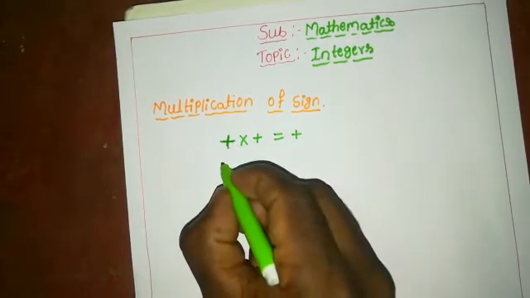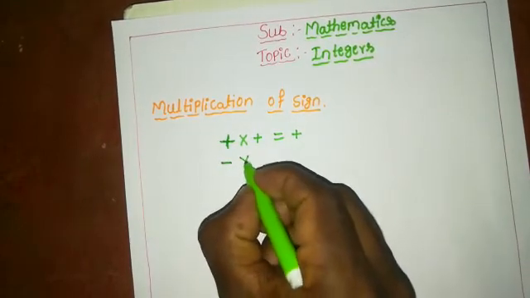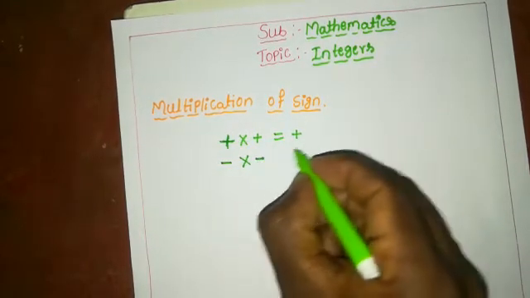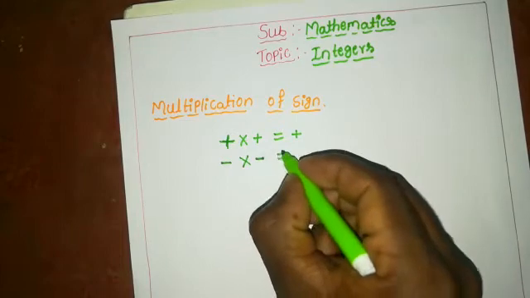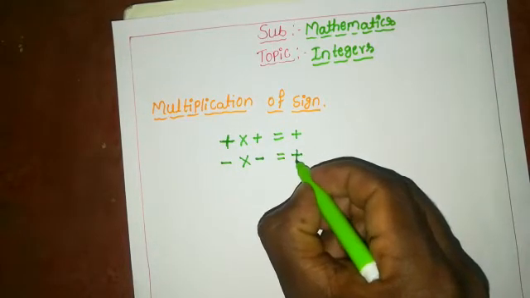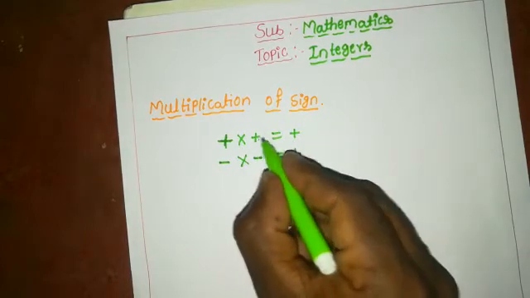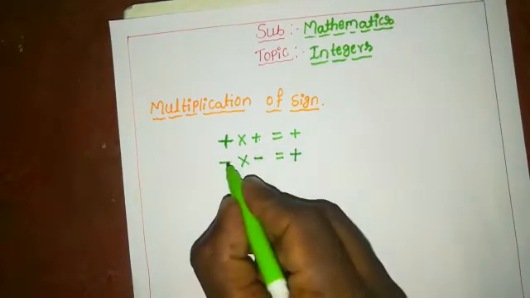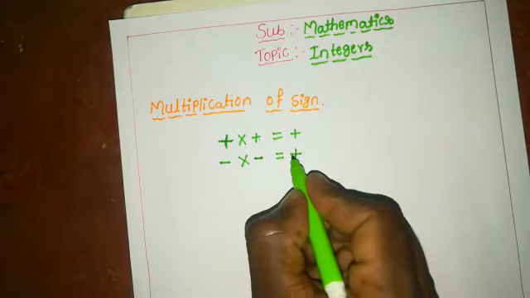Suppose we are multiplying two negative signs, which means minus into minus. When we multiply two negative signs, then also we get a positive. Plus into plus is plus, and minus into minus is plus.